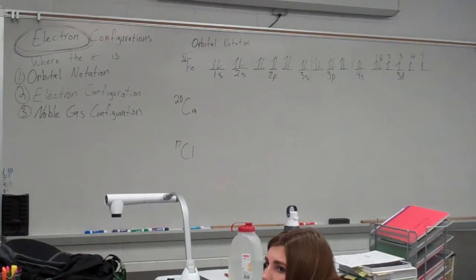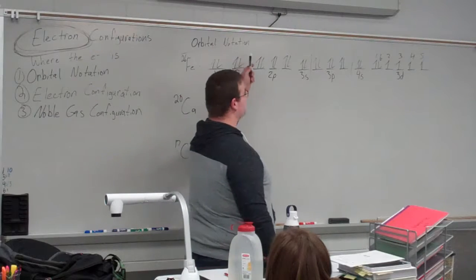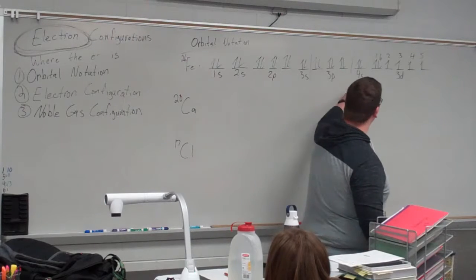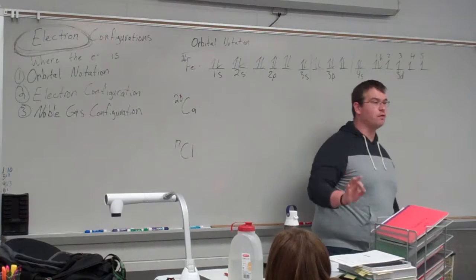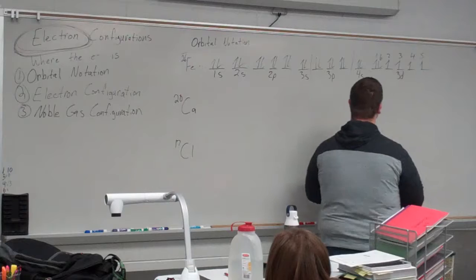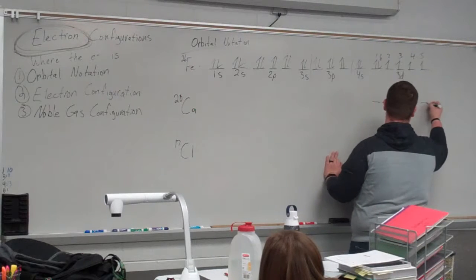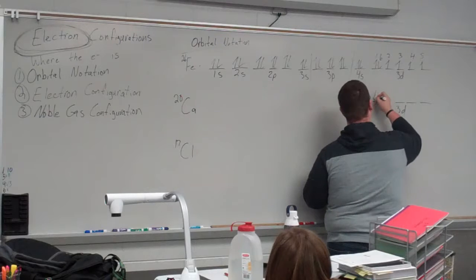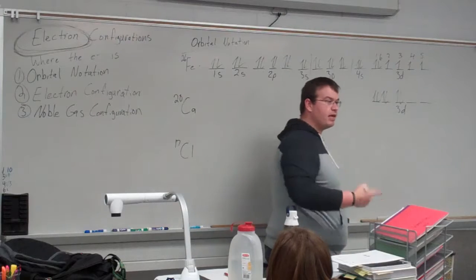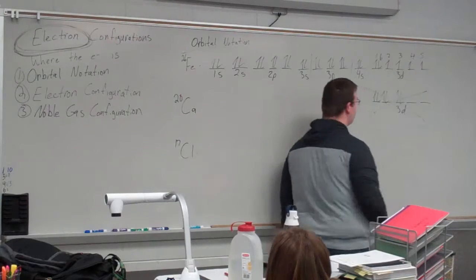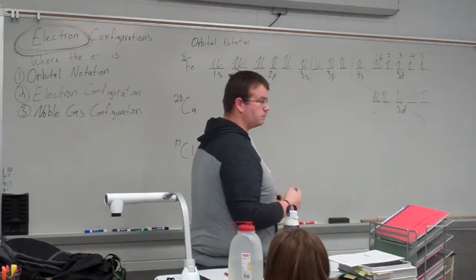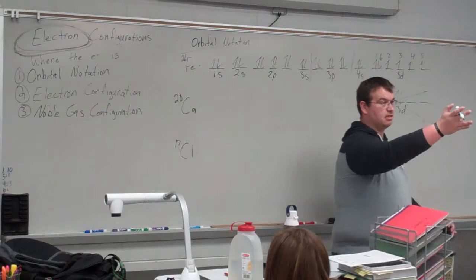Which is why I write 1S is full, 2S full, 2P is full, 3S is full, 3P is full, 4S is full, 3D is not full, so I stop. Please make sure you do this and you do not end up doing this. That's wrong. That breaks Hund's rule. You cannot do that. Make sure you have what's on top.